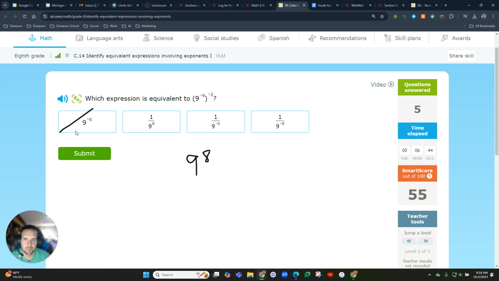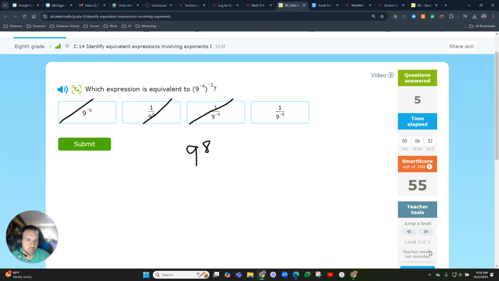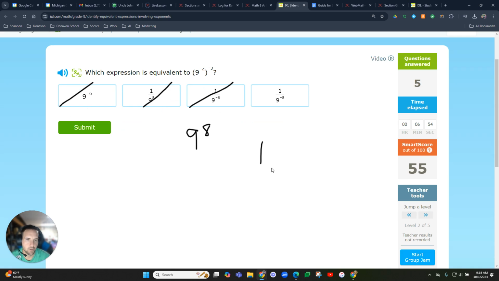So this is definitely not it. 1 over 9 to the 8th is not the same. 1 over 9 to the 6th is not the same. And again, this was going to be the negative exponent. So I'll just show you that 1 over 9 to the negative 8th. Again, if we want to make it positive, sorry, there's a lot of lag in me trying to type here right with my mouse. We just flip the exponent to the numerator and make it positive.